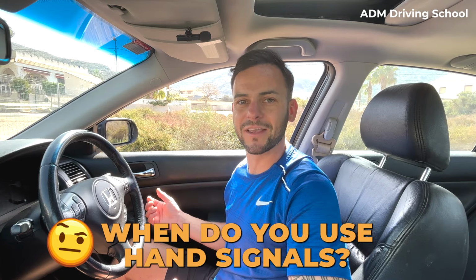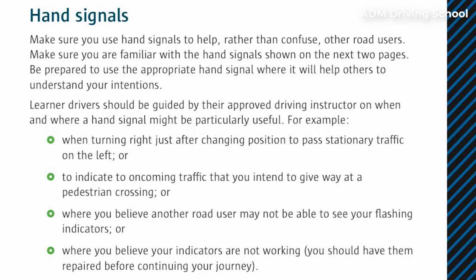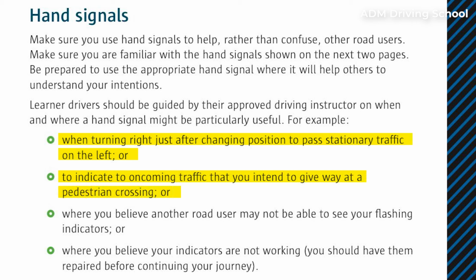So first of all, this is a question I get asked all the time. When do you actually use your hand signals? So we can see here on the rules of the road it says when turning right just after you've overtaken a stationary vehicle on the left, to indicate to oncoming traffic that you intend to give way at a pedestrian crossing, where you believe someone can't see your signals, or if you believe that one of your signals is broken. Now bear in mind you should have that replaced before you start driving.